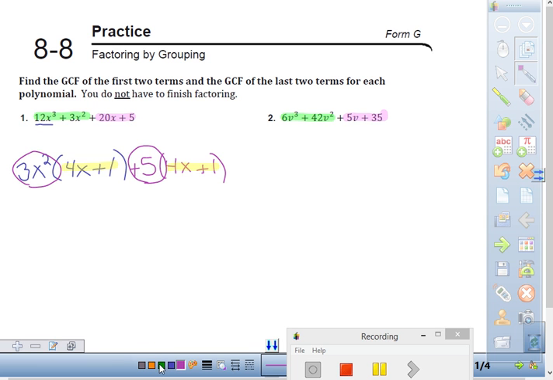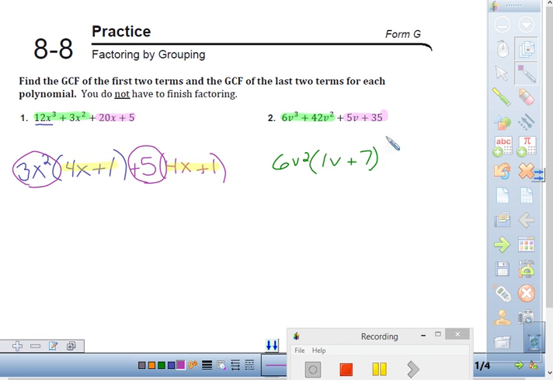Let's try another one. Number 2. Whenever you see 4 terms, you know you have to factor by grouping. So in the first group, what is the biggest number I can divide out? 6. How many v's can I take? 2. 6 times 1 is 6. V squared times v is v cubed. 6 times 7 is 42. And we don't need any v's inside.